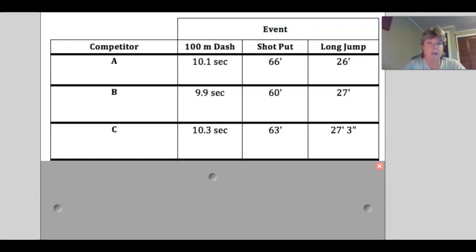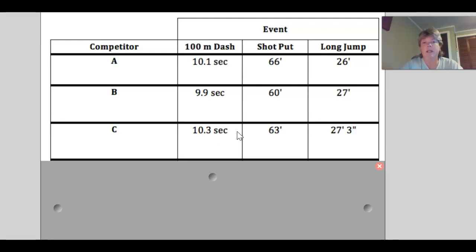So you've probably realized that this example was set up intentionally to really not be able to be answered just yet. Because if you look, you'll notice that for each event, competitor A finished first in the shot put, last in the long jump, and second here. So we've got a first, second, third, and then the same thing happens with B and C. Each of them finished first, second, and third in one of the events. So that doesn't help us now. We still can't determine who should get the gold medal.